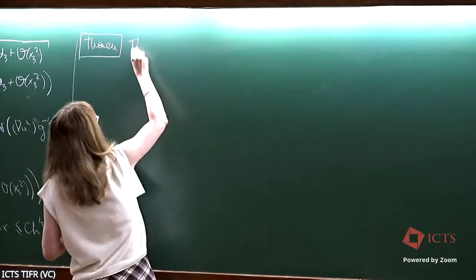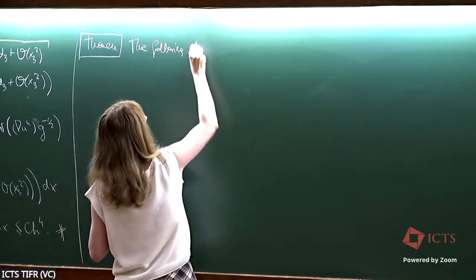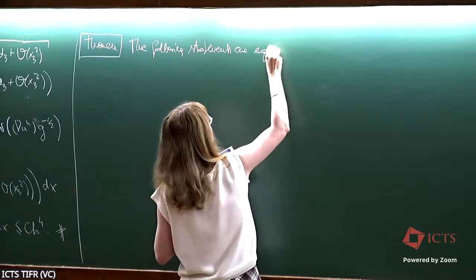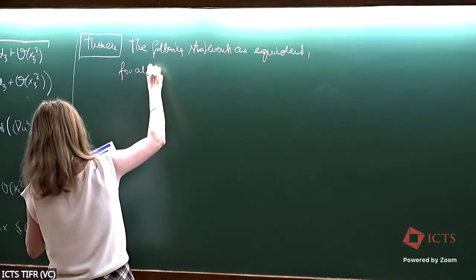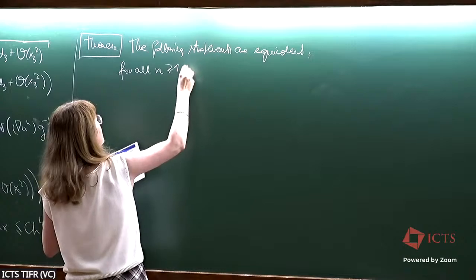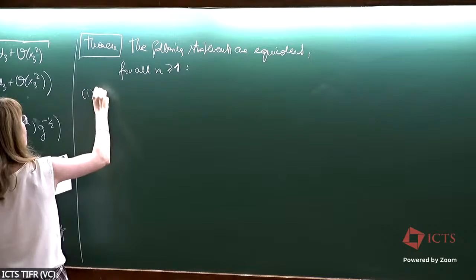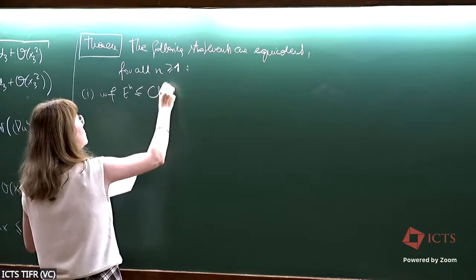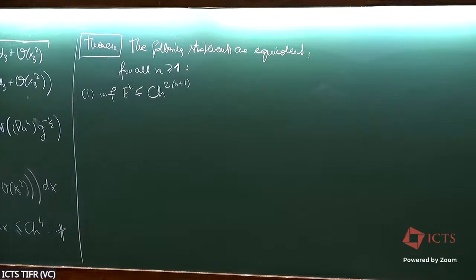The following statements are equivalent for all n greater or equal than 1. One: the infimum of the energy scales like C h to the power 2 times n plus 1. So when n is 1, this is h to the power 4.